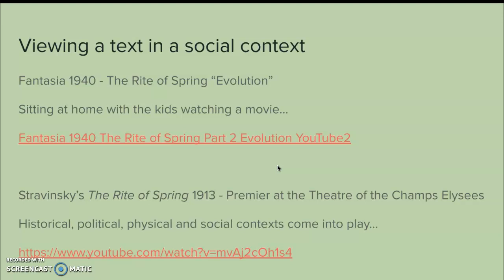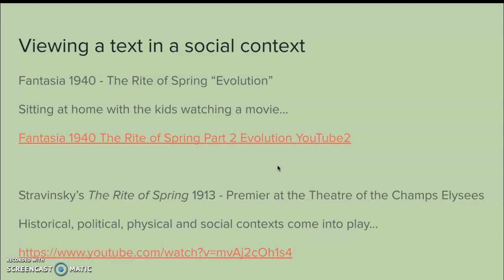The first one is a clip from Fantasia, and you may or may not be familiar with it. It's a part of it where it goes through the evolution of the world, and particularly a section where dinosaurs are fighting T-Rexes and all that kind of thing. So if you're sitting at home watching the movie with your friends and the music is very powerful and it creates a sense of tension and it works really well for viewing.